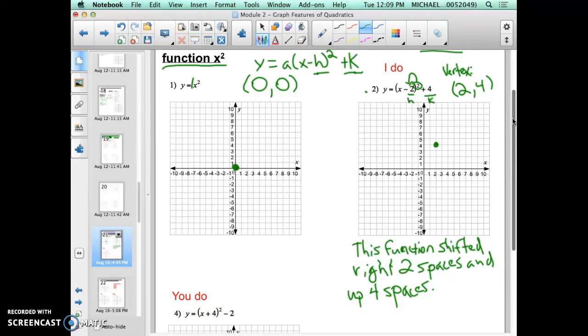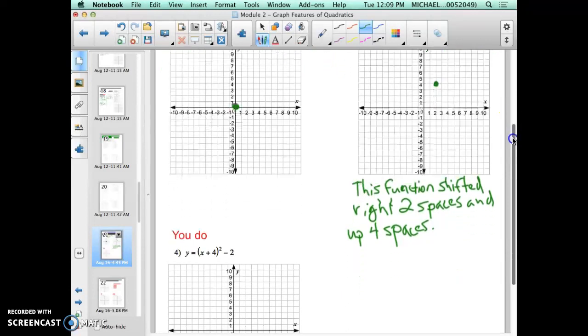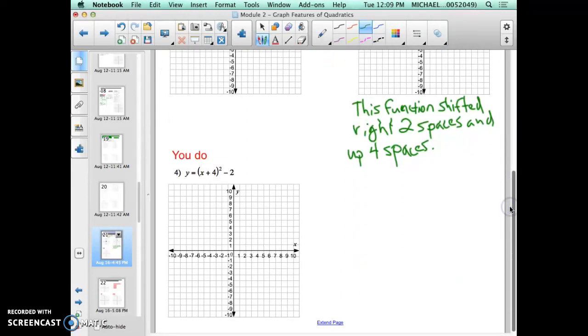I have stated the transformation that existed. Objective 2, we're going to learn how to draw the actual graphs themselves. So please pause the video at this time and try to find the vertex of this number 4 example, and then state the transformation that happens. So please pause the video.